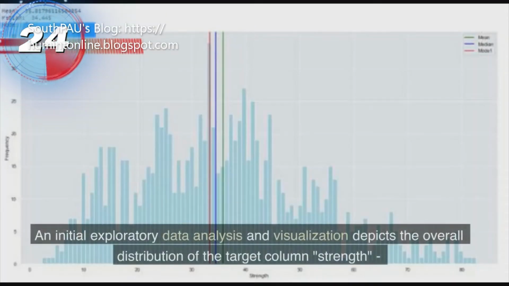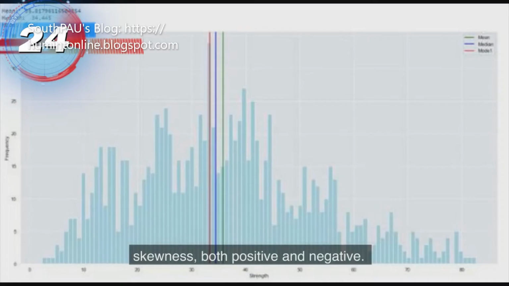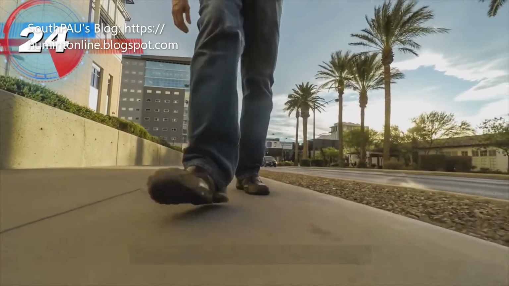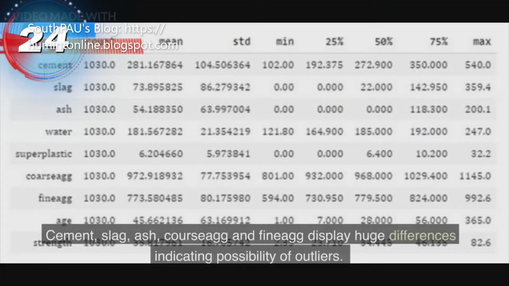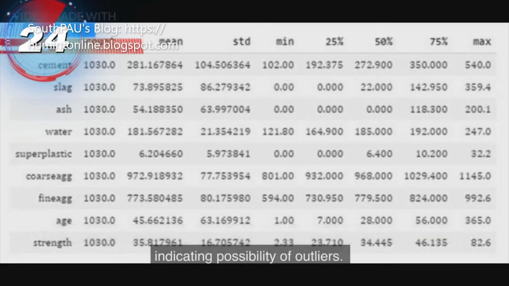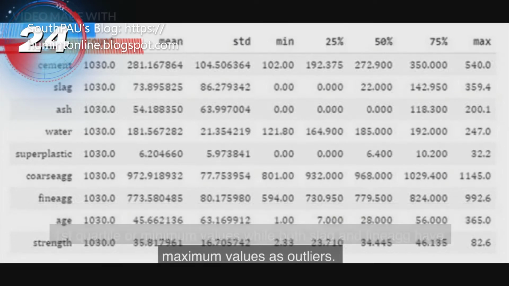An initial exploratory data analysis and visualization depicts the overall distribution of the target column, strength. As seen above, the data distribution is quite sparse with multiple skewness, both positive and negative. Further analysis reveals the following observations. A. Cement, slag, ash, cossag and finag display huge differences, indicating possibility of outliers. B. Slag, ash and cossag have their median values closer to either first quartile or minimum values, while both slag and finag have maximum values as outliers.